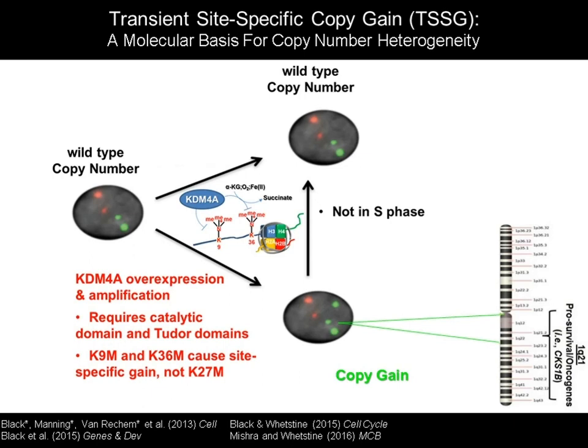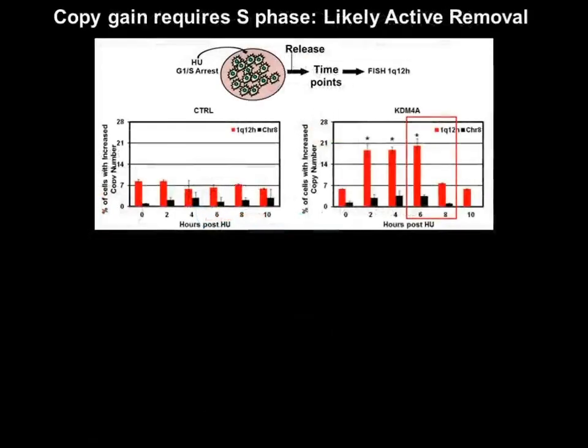What we found is that they required S phase. S phase being when DNA is being replicated. This is when the cell is copying so that it gets the two daughter cells. And if cells are not copying, not replicating, or not in S phase, we do not see the copy gains. So what does that mean? What does that really look like?